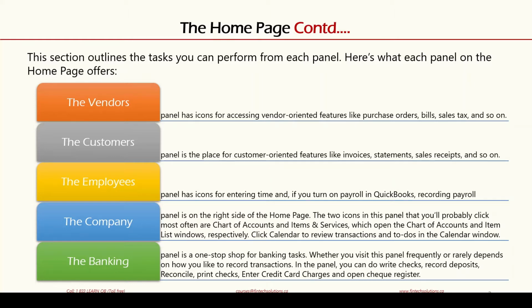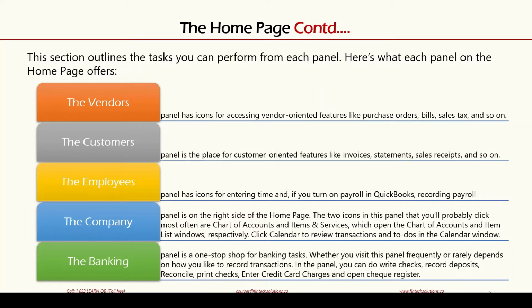The Vendors panel has icons for accessing vendor-oriented features like purchase orders, bills, sales tax, and so on. The Customers panel is the place for customer-oriented features like invoices, statements, sales receipts, and so on. The Employees panel has icons for entering time and, if you turn on payroll in QuickBooks, recording payroll. Remember, payroll is an add-on feature in QuickBooks Desktop.